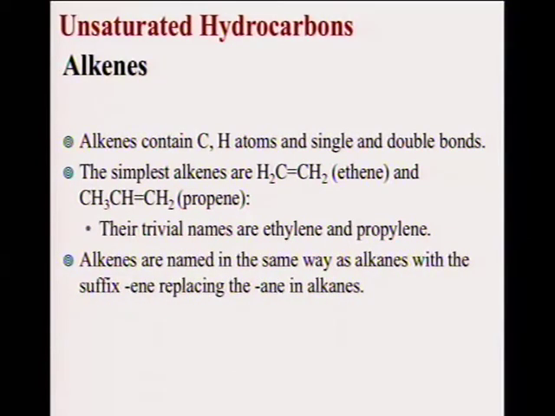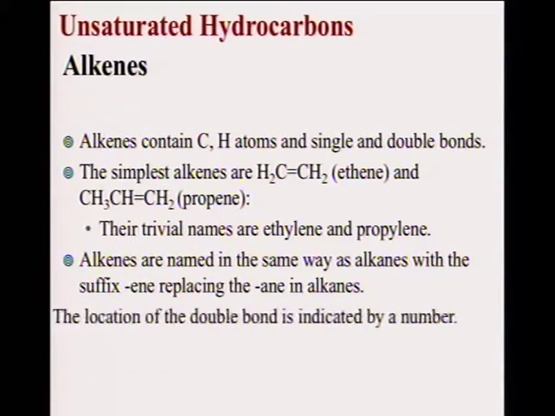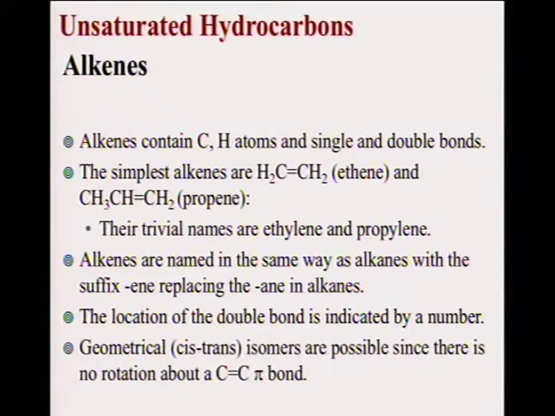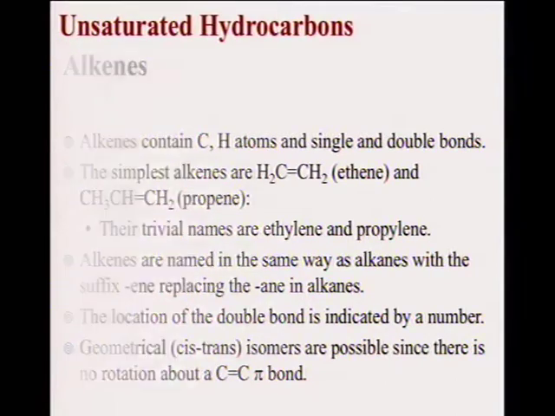and then they are named in the same way as alkanes, with the suffix "ene" replacing the "ane" in alkenes. They have the same number of carbons, and it's only the end, the suffix, that changed. The location of the double bond is indicated by the number, and then we have geometric isomers sometimes.